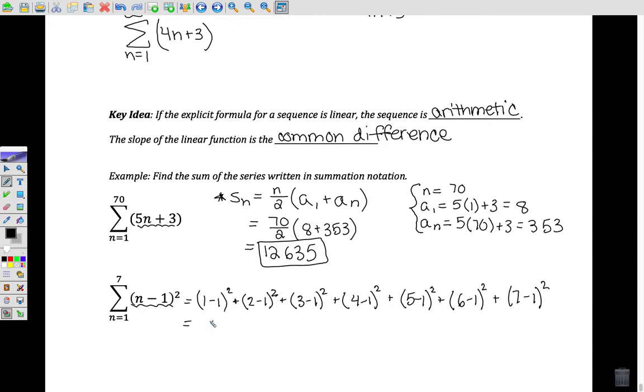If you do that, you would get 0 plus 1 plus 4 plus 9 plus 16 plus 25 plus 36. Add them all up, you should get a sum of 91. So again, important to remember, if it's arithmetic, use the formula. If it's not, you have to write it all out.